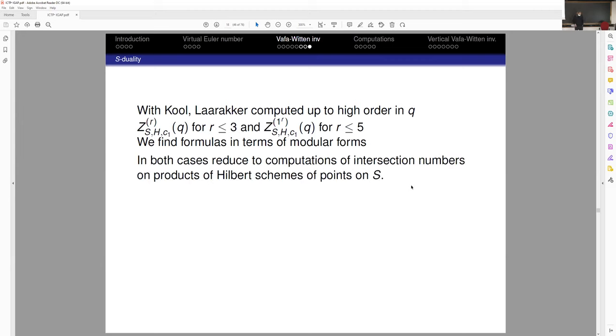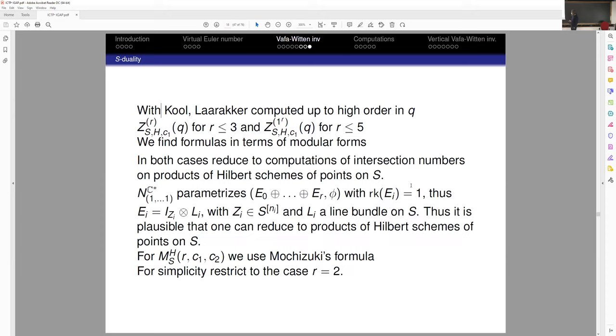So now let me briefly say how we want to do this computation. In both cases, one is supposed to either compute on the moduli space of sheaves or on these fixed point loci in the moduli space. And in both cases, one wants to reduce the computation of intersection numbers to products of Hilbert schemes of points on S. So let me first just say a few words how this would go for this X thing.